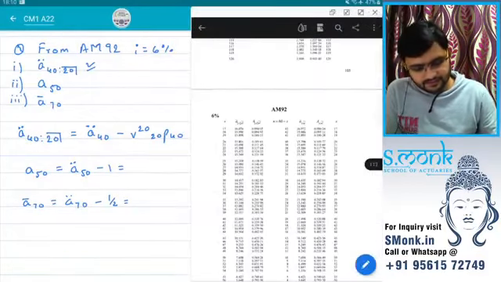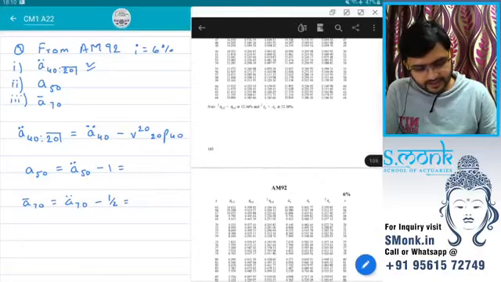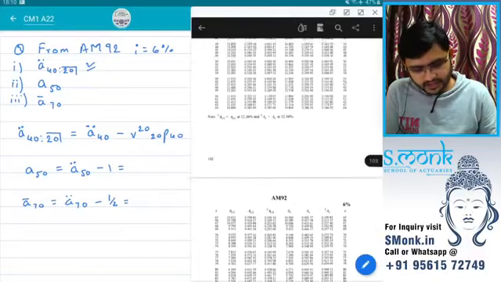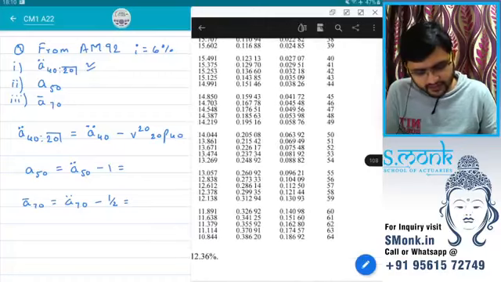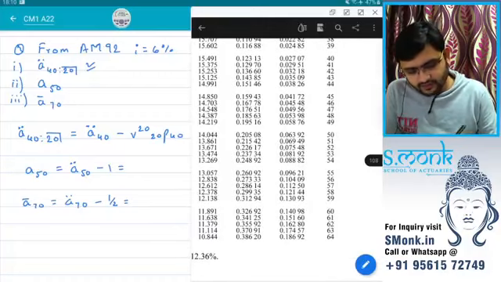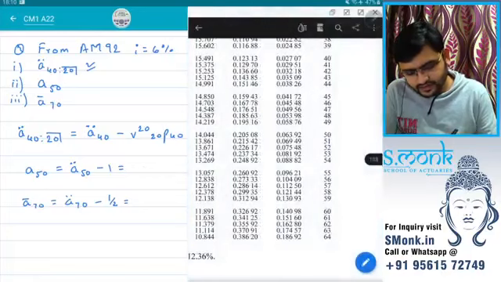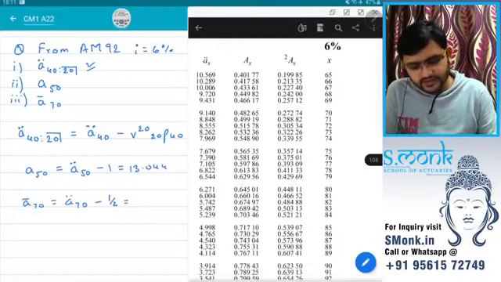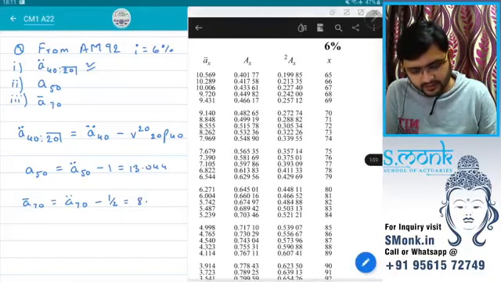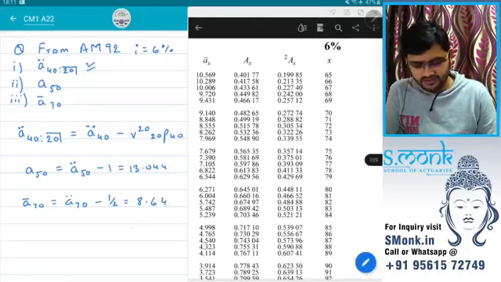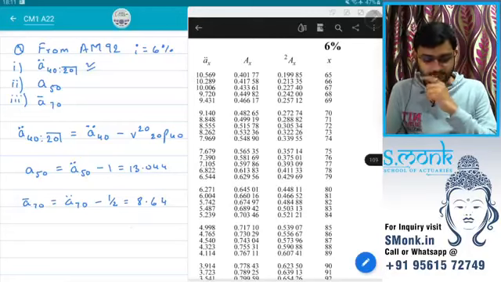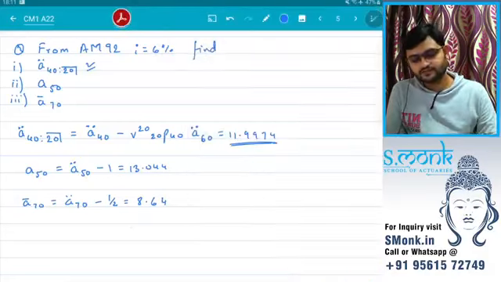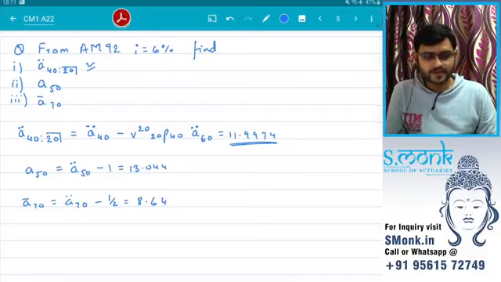In our 6% table, ADU 50 will be here, 14.044, so that will give me 13.044. And for A bar 70, ADU 70 is here, 9.14 minus half, I will get 8.64. Any problem here?